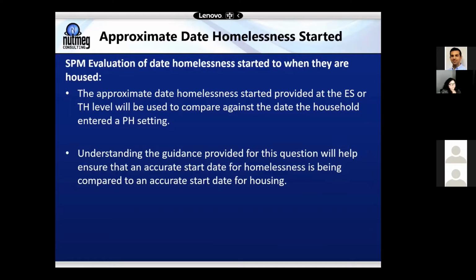It looks at the approximate date homelessness started that was entered into an emergency shelter program or transitional housing program, and then the system keeps counting the number of days that person was homeless from that approximate homeless start date all the way up until they have a housing move-in date. So understanding the guidance for this question will help ensure that you have an accurate start date for when homelessness happened, so it's accurately compared to the housing move-in date when that occurs.